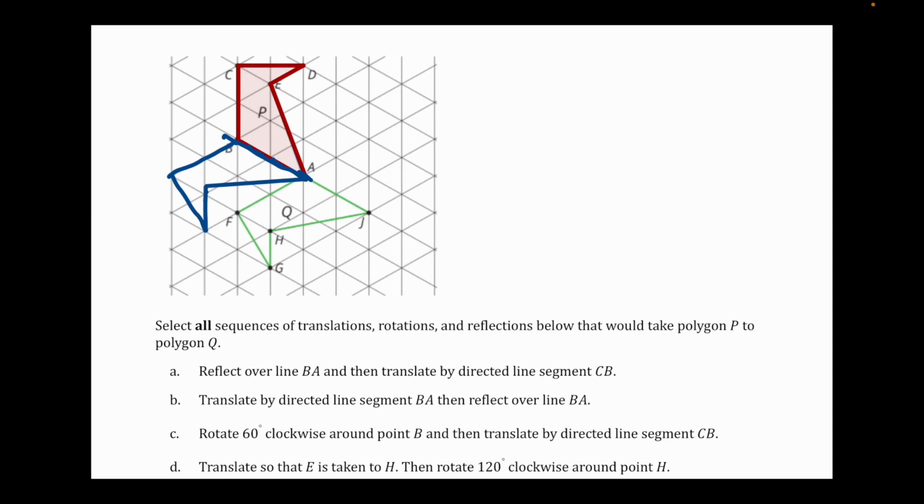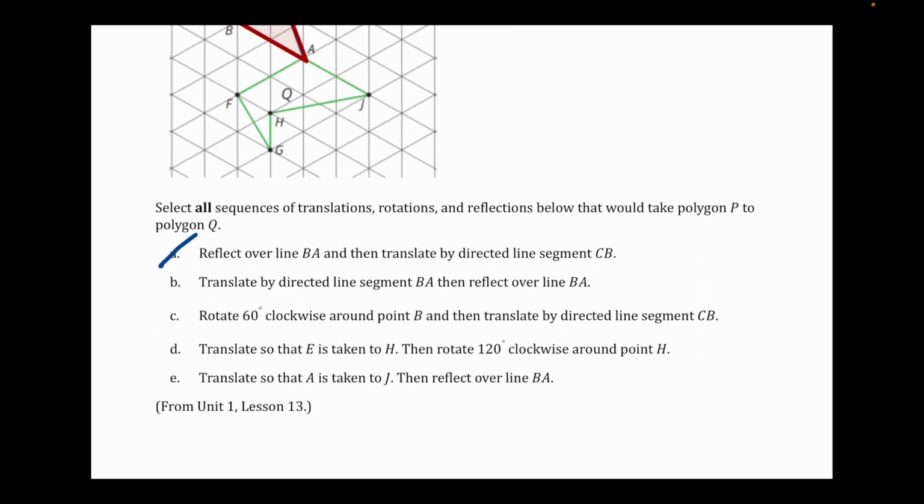And then translate by directed line segment CB. CB is this right here. So that's just going to mean take my blue piece and move it downwards. Definitely think it's not going to land where it needs to be, which is over here to the right. So not going to happen, which means this one is not correct. Doesn't work. Let's look at B.